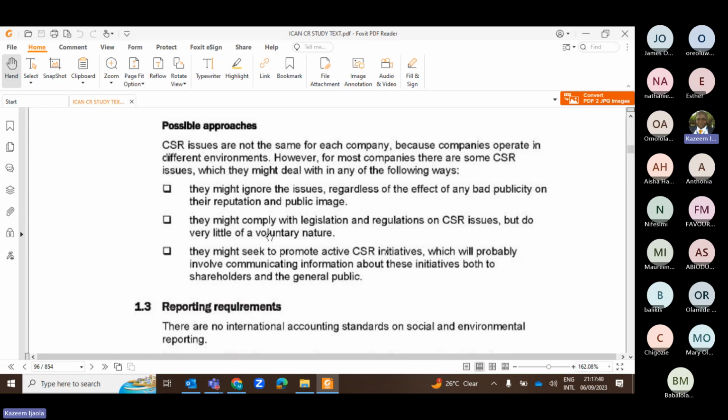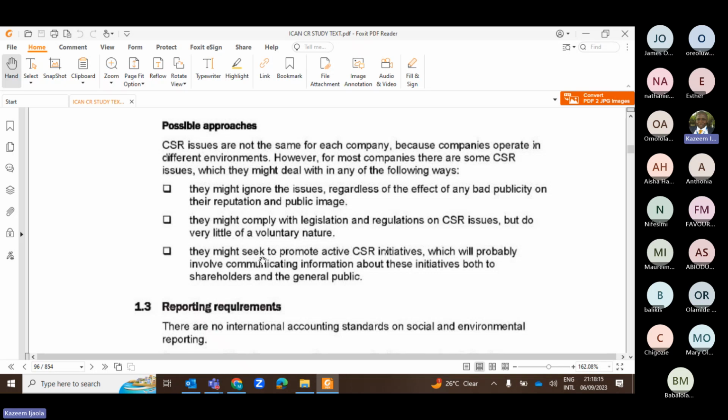Some people just believe that once they comply with law and regulations, they are fine. They don't need to do any additional CSR. That is the belief of some companies. Remember, the first category states that those who ignore CSR don't give a damn about any public reputation, while the second instance is those companies that believe their own is just to comply with the law. However, they don't bother about CSR once they comply with the law of the land.